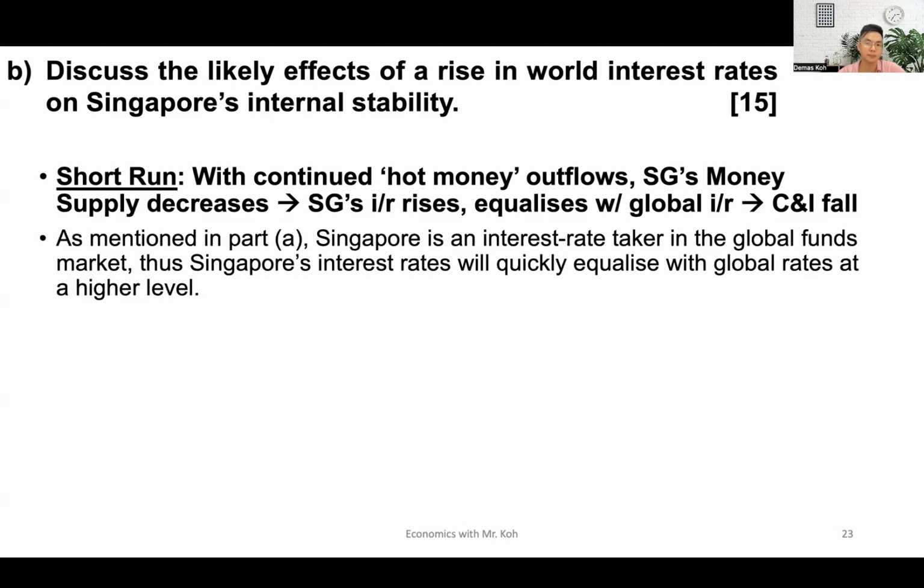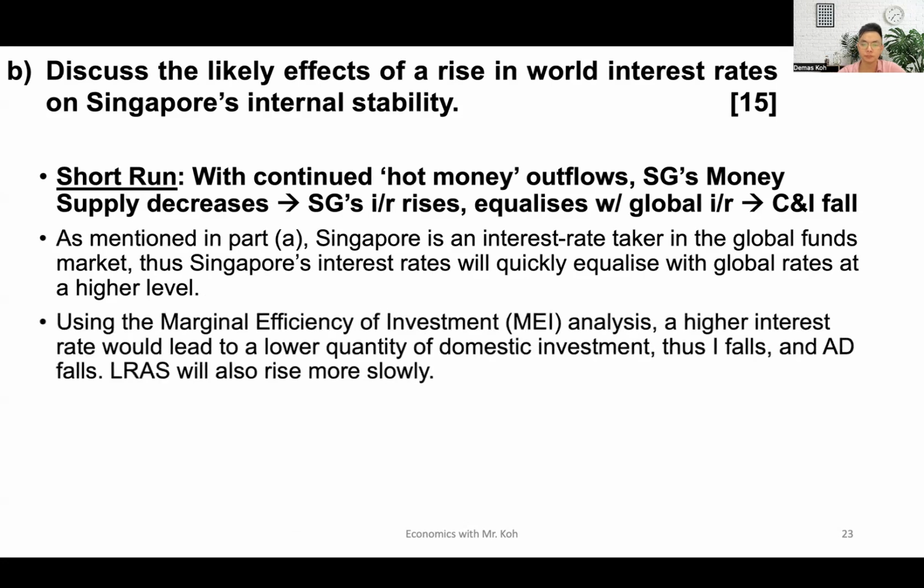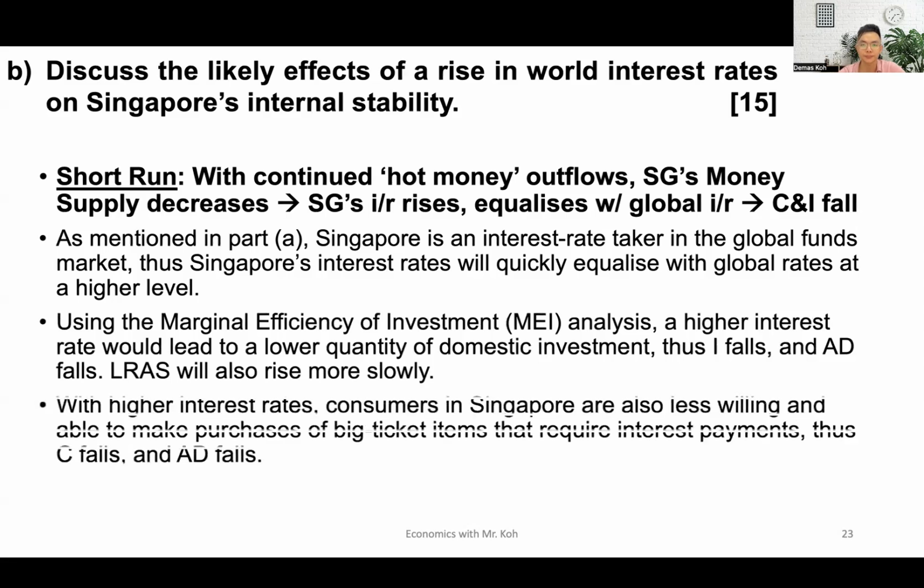consumption and investment. So for this one, I'm going to use the marginal efficiency of investment analysis. Thus, a higher interest rate would lead to a lower quantity of domestic investment, I falls, and AD falls. LRAS will also rise more slowly than before due to the fall in I.